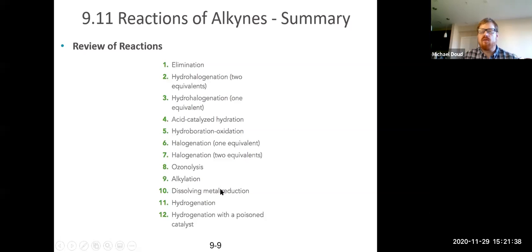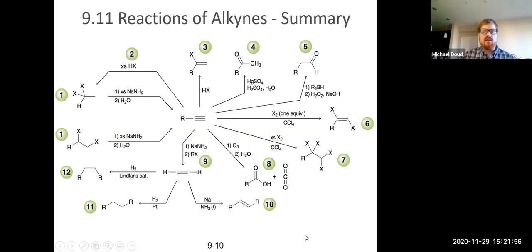Again, dissolving metal reduction, that's where you take sodium in NH3, and that produces the trans alkene from the alkyne. Hydrogenation, that's hydrogen on platinum, produces the alkane. Hydrogenation with a poisoned catalyst gives you the cis alkene. So this is the whole chart that we have here, starting from the beginning. Get some practice, try to work with this chart.